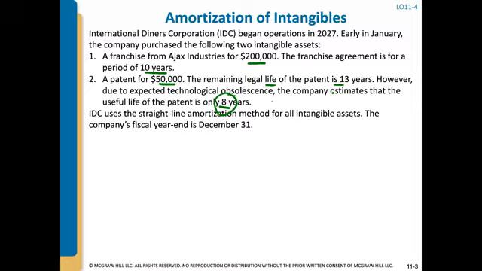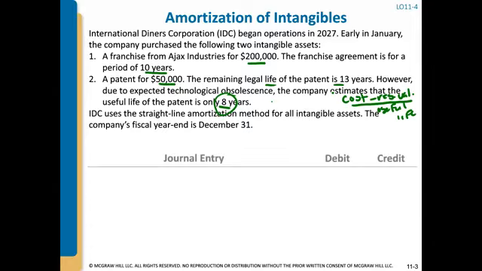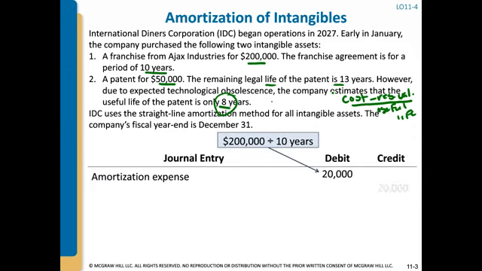It tells us that the company uses a straight line amortization method for all intangible assets, which means that the calculation is going to be the cost minus residual value, which there's none here, divided by the useful life. That's the calculation. It will give you the amortization expense per year. So let's do the first asset, the franchise fees from Ajax. You take the $200,000, divide by 10, and that gives you $20,000 of amortization per year for the next 10 years.